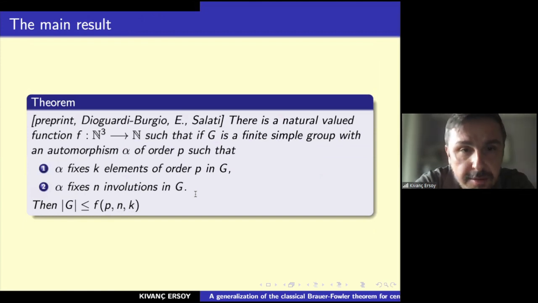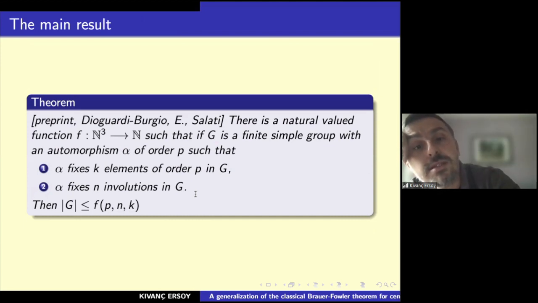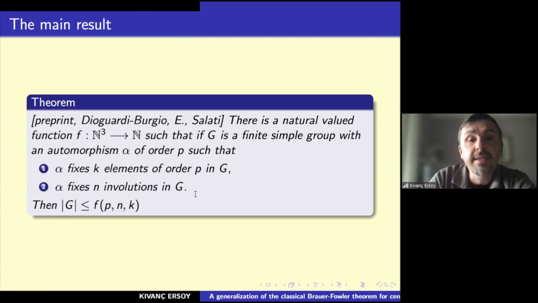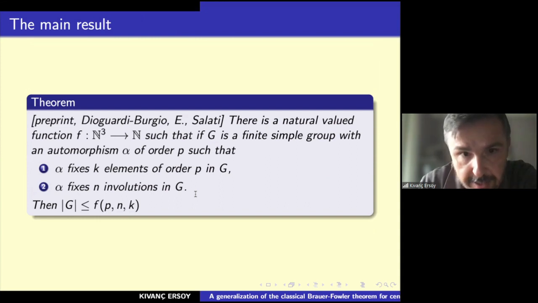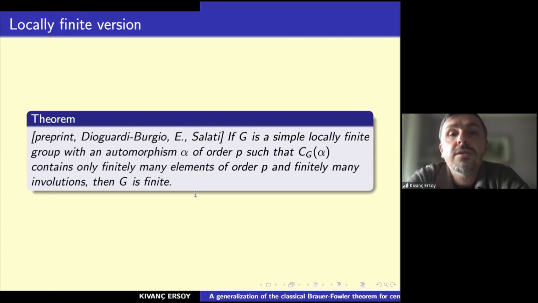This is joint work with Diogadi, Burcu and Salati. Our first result in this joint work is the existence of a natural-valued function from N^3 to N, such that if G is a finite simple group with an automorphism alpha of order p, such that alpha fixes k elements of order p and n elements of order 2, then the order of G is bounded by f(p, n, k). This has a locally finite version, of course: if G is a simple locally finite group with an automorphism of order p, such that C_G(alpha) contains only finitely many elements of order p and finitely many involutions, then G is finite.